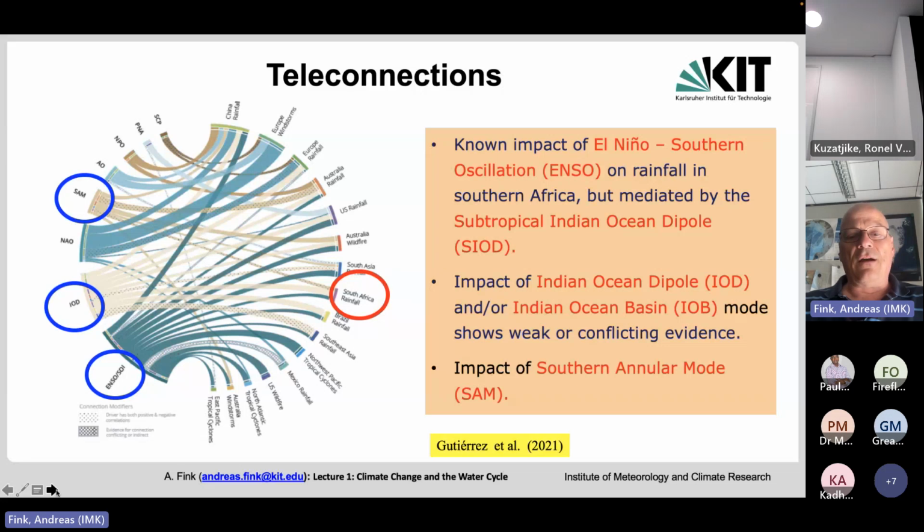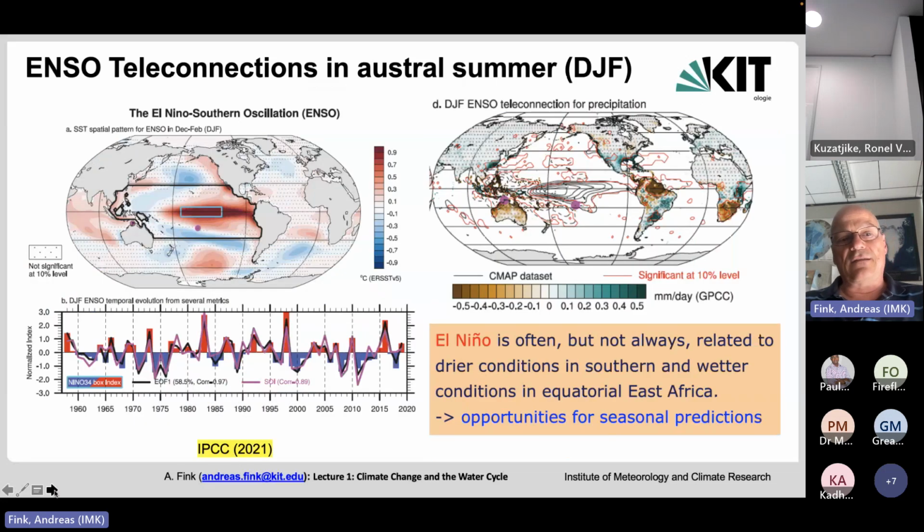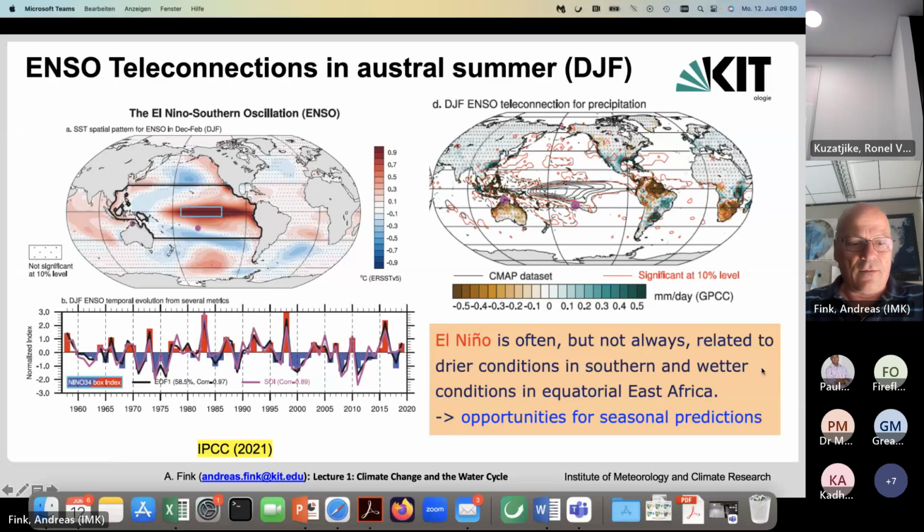Okay, so now the teleconnections associated with El Nino Southern Oscillation. So what you see here is, let me just close this here. Wait a minute, I have to close a window here. Yeah, okay.